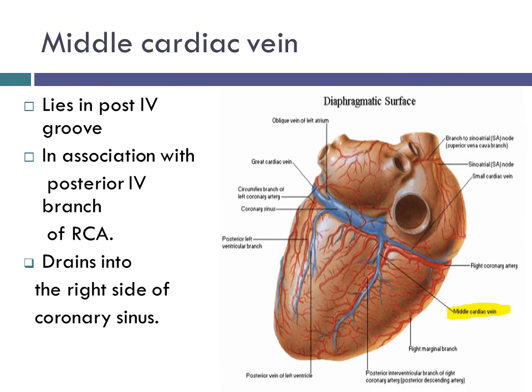Then we have the middle cardiac vein. Now the middle cardiac vein is present on the diaphragmatic surface of the heart, and it occupies the groove on that surface known as the posterior interventricular groove. And we know that in the posterior interventricular groove again an important branch of the right coronary artery runs, which is known as the posterior interventricular branch. So this middle cardiac vein accompanies the posterior interventricular branch of the right coronary artery and drains into the coronary sinus on the right side.